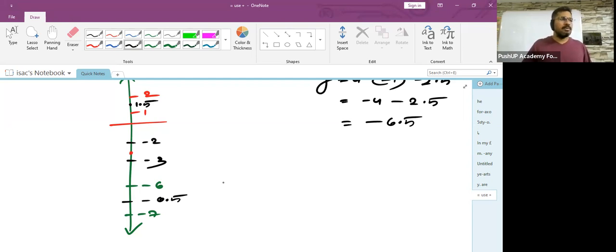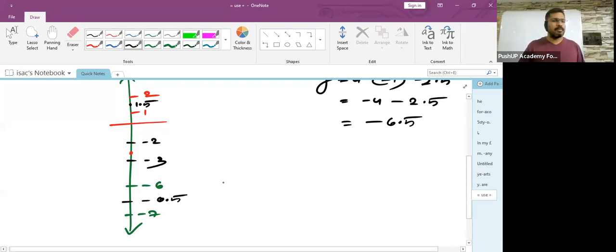Ayan, you have any doubt in plotting these points? 1.5, minus 6.5. Akhil, did you draw all the graph? No. Akhil, start coming for offline sessions on Saturdays.